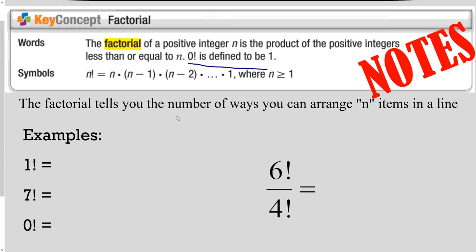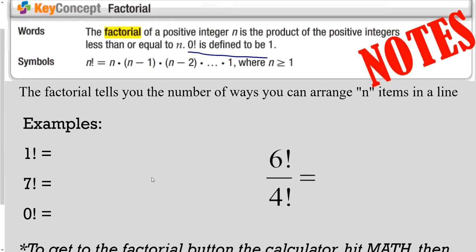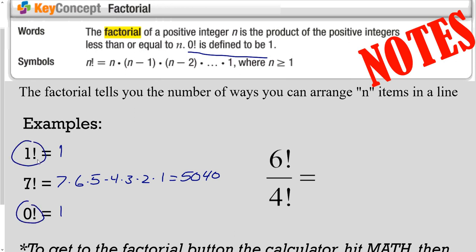Okay, so the factorial tells you the number of ways you can arrange n items in a line. So for example, 1 factorial is 1. There are no positive integers less than or equal to 1 other than 1. 7 factorial is 7 times 6 times 5 times 4 times 3 times 2 times 1. 7 factorial's value is very large. In this case, 7 factorial is 5,040. 0 factorial, like we talked about, is 1. So yes, 0 factorial and 1 factorial have the same value.